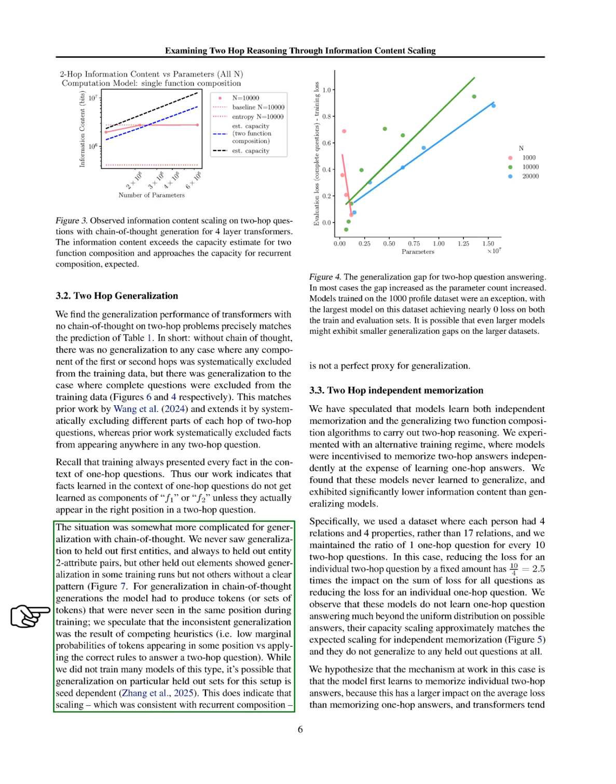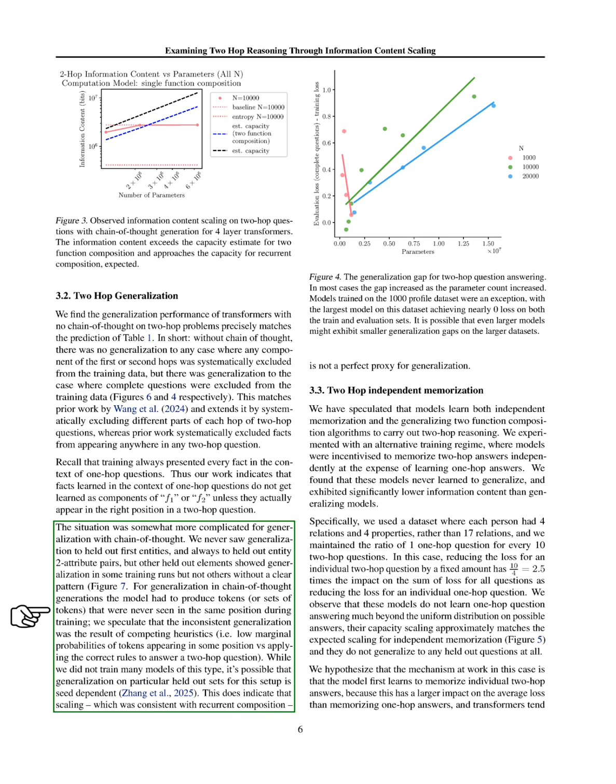The situation becomes more complex with chain of thought. We never observed generalization for withheld first entities, but we did see it for withheld second entity attribute pairs. Other withheld elements showed inconsistent generalization across different training runs. We believe this inconsistency may stem from competing heuristics, where the model balances low probabilities of certain tokens appearing in specific positions against applying the correct rules for two-hop questions.